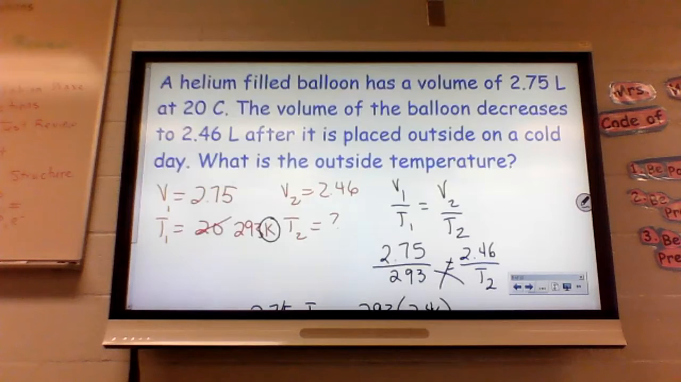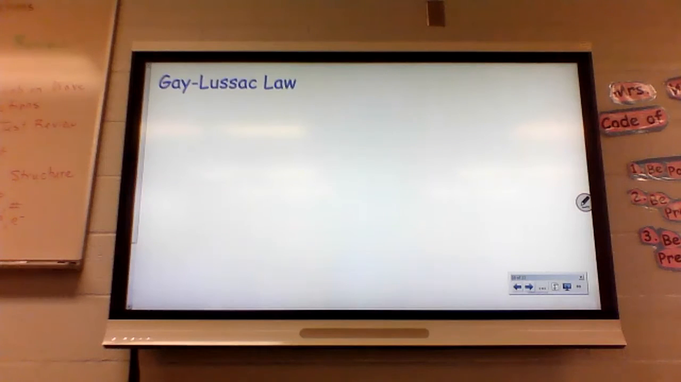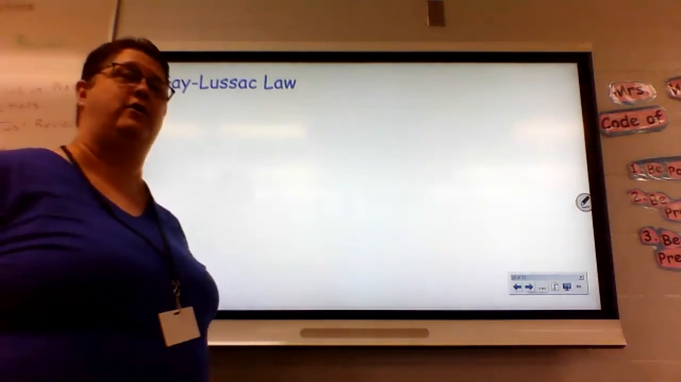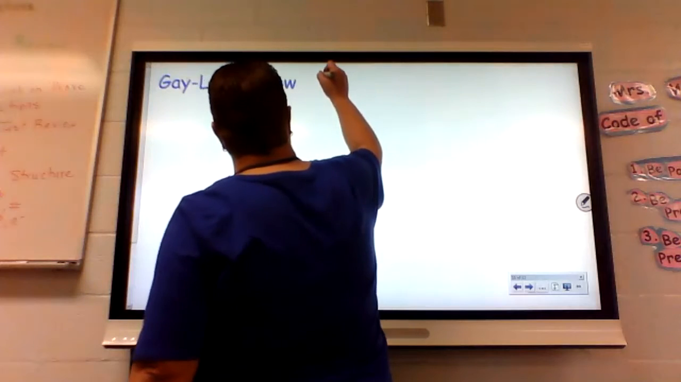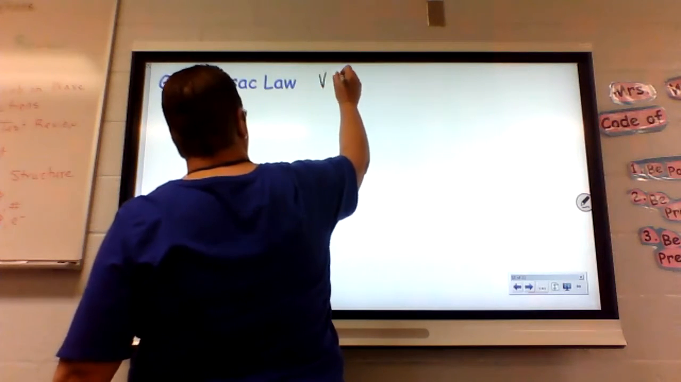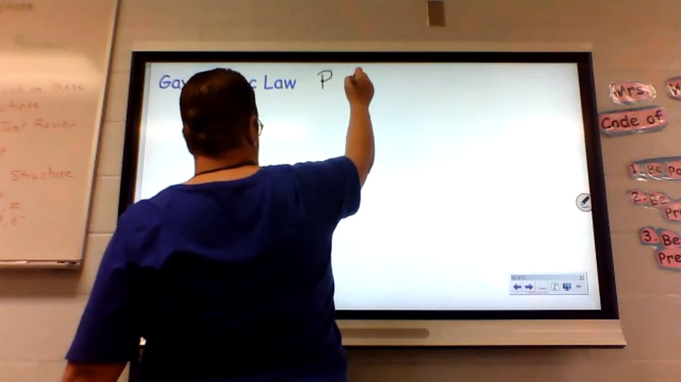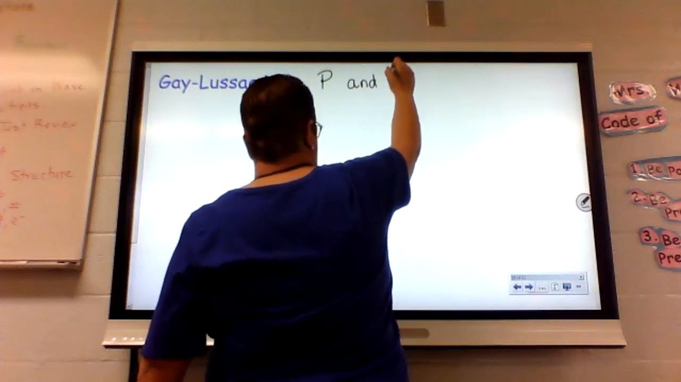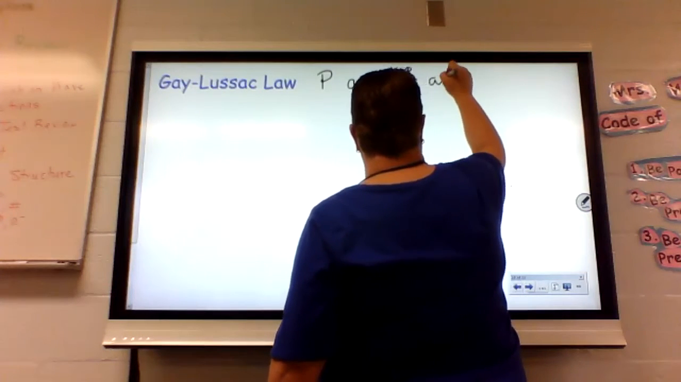Any other questions? All right, last gas law before we do the combined gas law. Gay-Lussac. The combined is easy; you don't have to know all the reasons for up and down. Gay-Lussac is probably the one y'all actually know the most about. Gay-Lussac is pressure and temperature at constant volume.